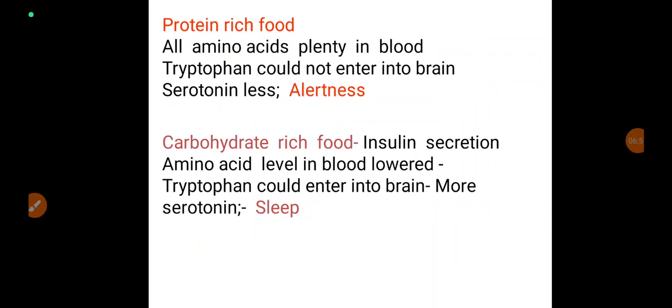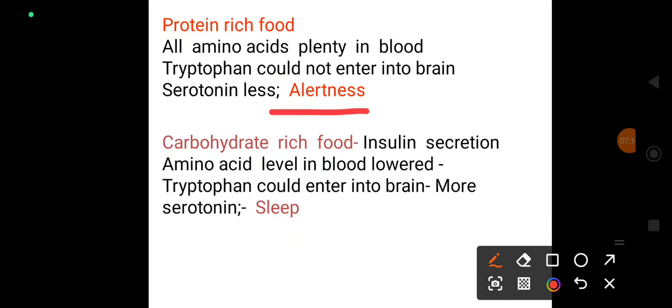So, when you take protein-rich fruit, what happens? All amino acids are plentiful in the blood, so tryptophan cannot enter the brain. So, the serotonin level is less. When there is a lower serotonin level, a patient is alert, shows alertness.